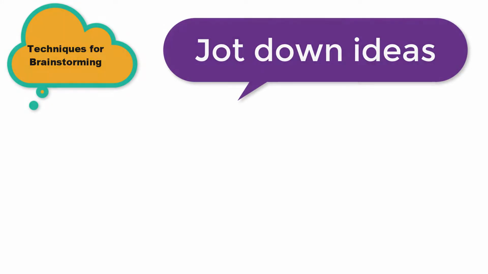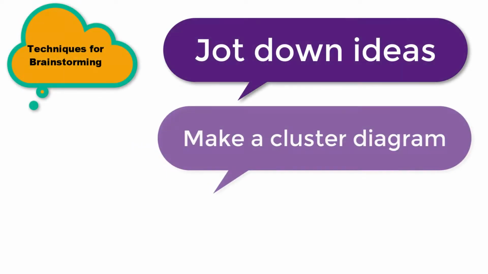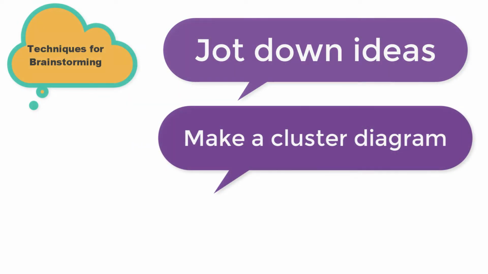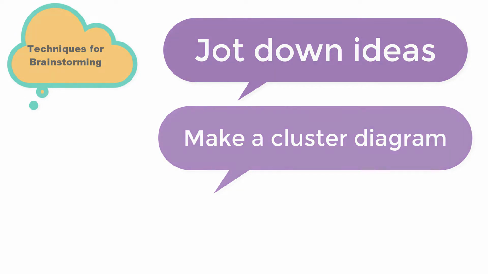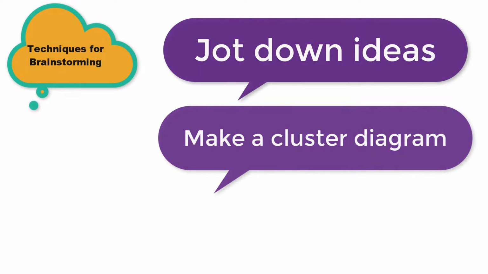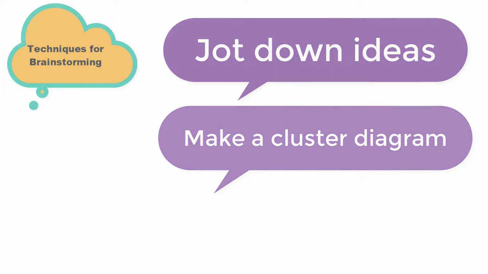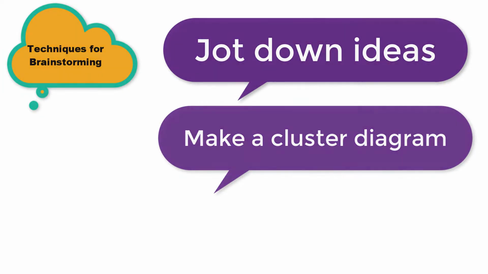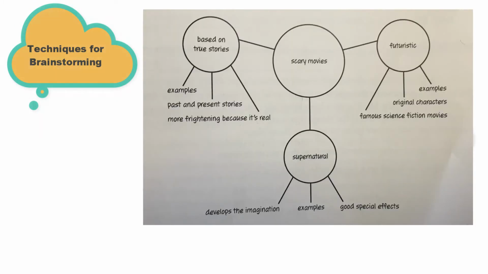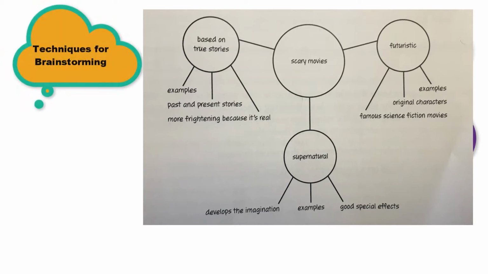Second way to brainstorm is making a cluster diagram. You can write down an idea and draw a circle around it, and by branching off from that idea, drawing lines to related ideas, you can create your cluster diagram. For an essay about types of horror movies, a cluster diagram might look like the one below.